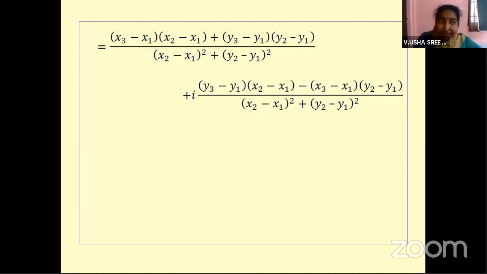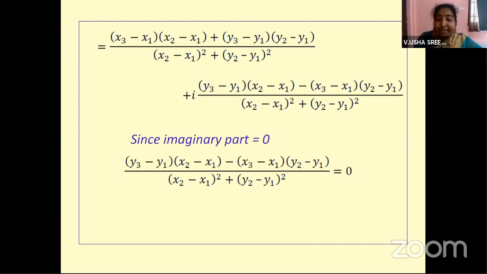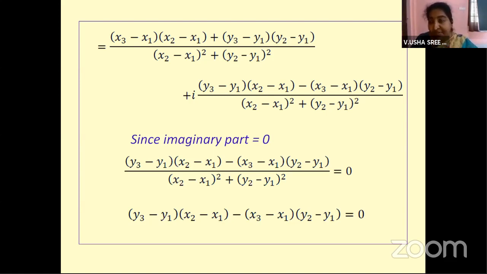Now what is the condition given to us? Yeah, the real part is 0. Sorry, the imaginary part is 0. Imaginary part is 0 means the coefficient of i should be 0. That means y3 minus y1 into x2 minus x1 minus x3 minus x1 into y2 minus y1 divided by (x2 minus x1) whole square plus (y2 minus y1) whole square equal to 0. Okay, cross multiply this, then you will be left with y3 minus y1 into x2 minus x1 minus x3 minus x1 into y2 minus y1 is equal to 0.